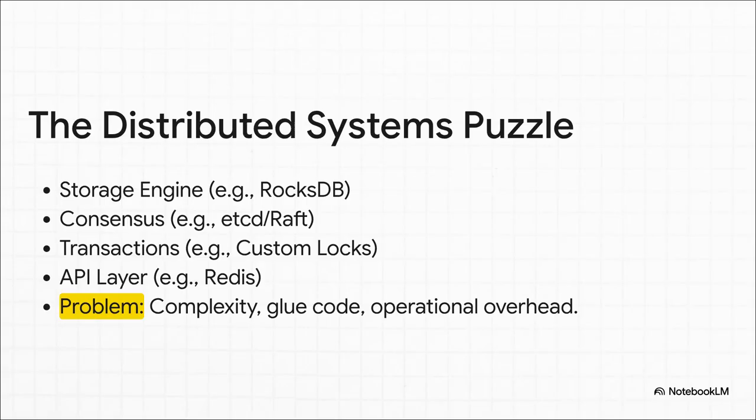I mean, let's be real. This is what the puzzle usually looks like. You start with a great storage engine like RocksDB. You pull in Raft from etcd for consensus. Maybe you roll your own custom locks for transactions. And then you try to slap a Redis-compatible API on top of the whole thing. Each piece is a beast on its own. But making them all play nicely together? Yeah, that's where the real headache begins.